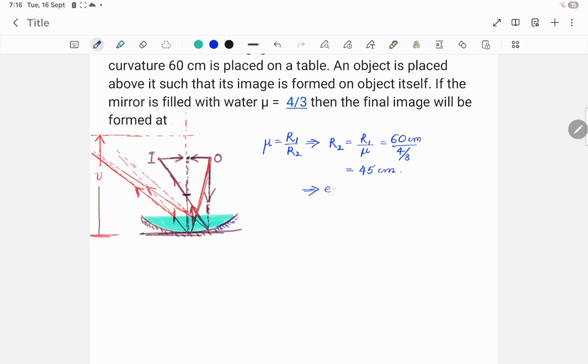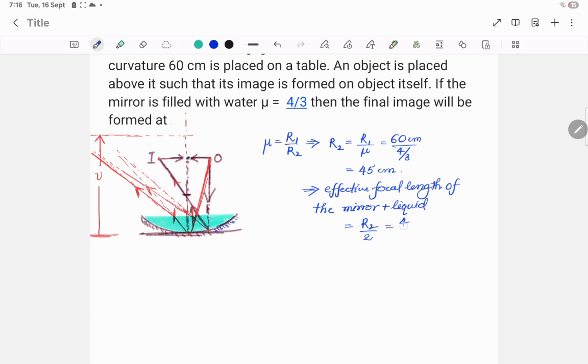Once you get this, now you can relate the focal length. Yes sir. Now what is the relation between focal length and this amount? The effective focal length is equal to half of the radius. We know the relation between focal length and radius of curvature for a mirror. Yes or no? For a mirror. Now that is equal to 45 by 2.